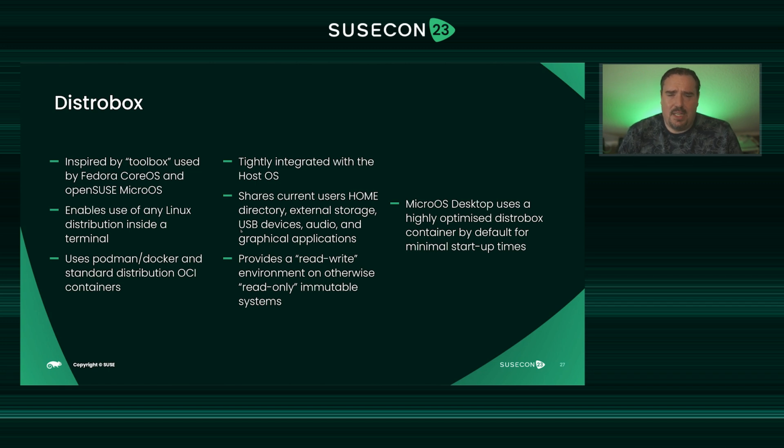If you're familiar with SLE Micro or MicroOS or CoreOS or a lot of these immutable operating systems, you've probably heard a concept of toolbox. DistroBox was inspired by the same idea. So basically the core original problem is all these immutable operating systems have a read-only root file system. At some point, something's likely to go wrong. No matter how perfect we try and build these things, there's always going to be something that needs a little bit of poking around at some time.